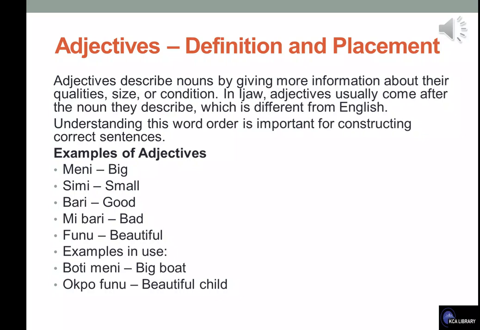Examples of adjectives include many, big; simi, small; bori, good; mi bori, bad; fiunu, beautiful. Examples in use: boti many, big boat; okpo fiunu, beautiful child. These examples show how adjectives are placed after nouns to describe them clearly and accurately in Ijaw sentence construction.